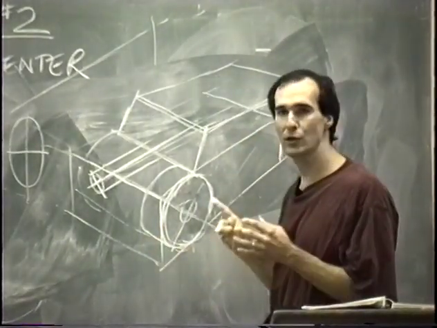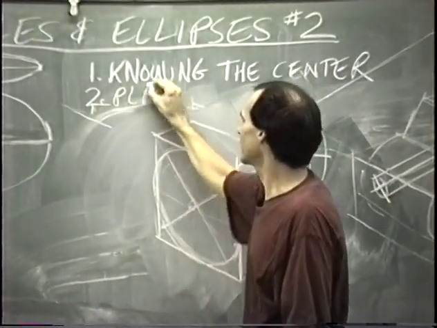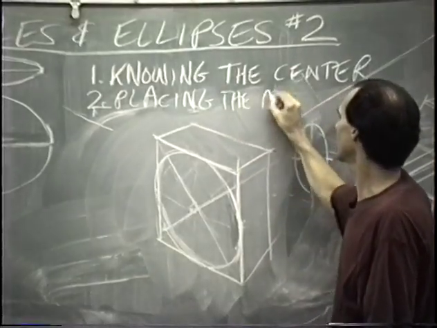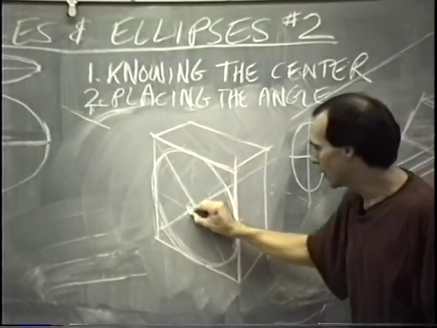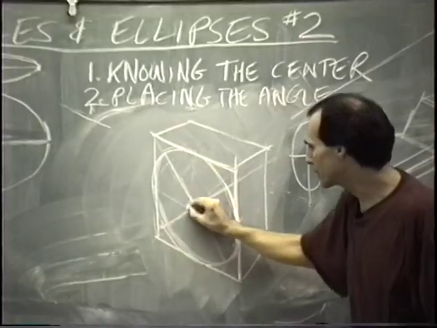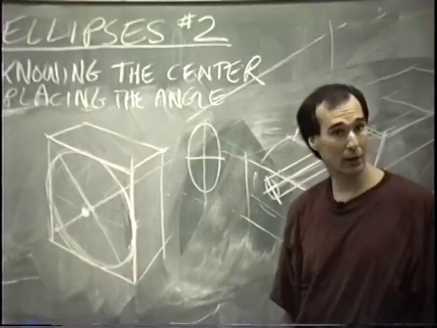That has nothing to do with where the center is. We need to know the center, and we need to place the angle. I've been talking for the last 15 minutes about placing the angle of the ellipse. Let's get back now to knowing the center. There's the center of the ellipse, but there's the center of the clock from which the hands will come out. Where is 12 o'clock?